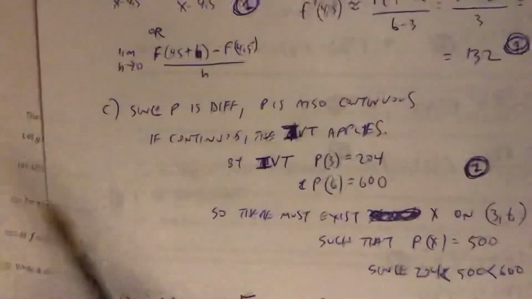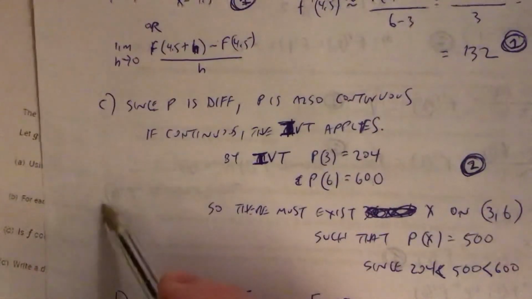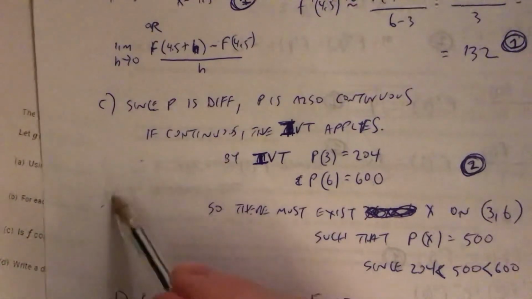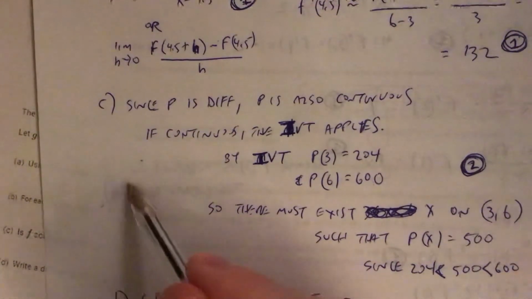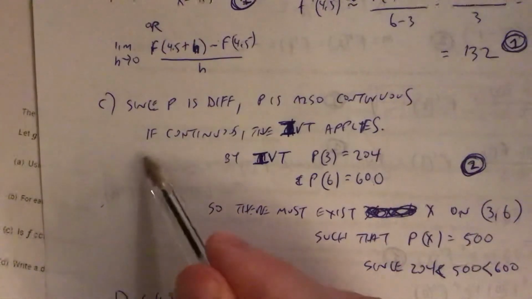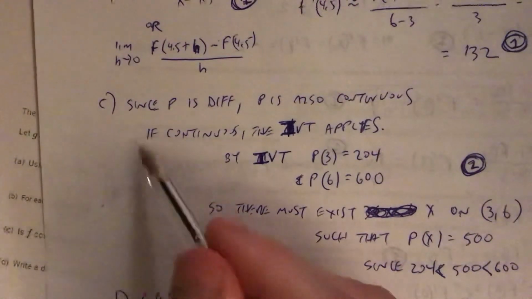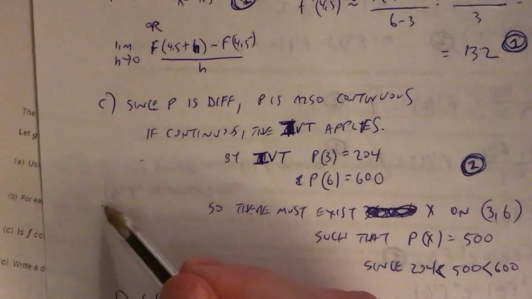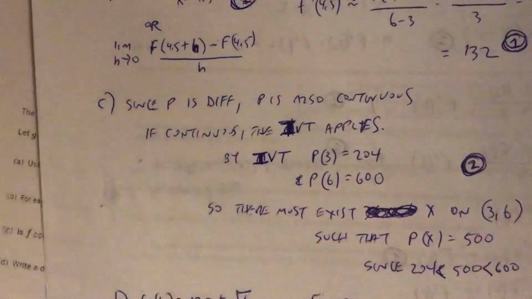Since it's continuous, you can just picture it: I'm at 204, and I have to get up to 600. So as time goes on, no matter what this thing does, it's got to hit 500 somewhere in between. Even if it goes up or down or up, it's still continuous, so it's got to cross through 500 somewhere.